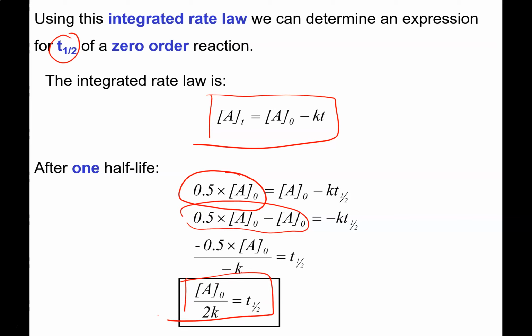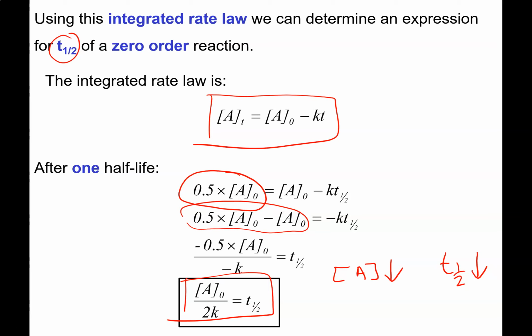What we see here is that as our reaction progresses, the concentration of A will decrease and the half-life will decrease as well. So for a zero order process, the half-life gets smaller and smaller as time progresses. Summarizing, for a first order process, the half-life remains constant as the reaction progresses. For a second order process, the half-life gets bigger as the reaction progresses, and for a zero order process, the half-life gets smaller as the reaction progresses.